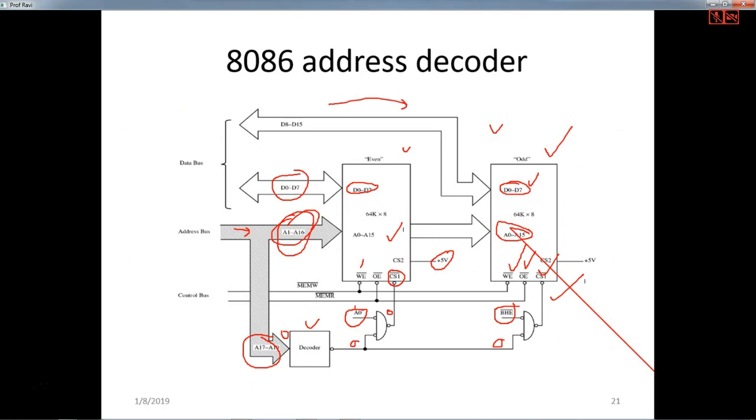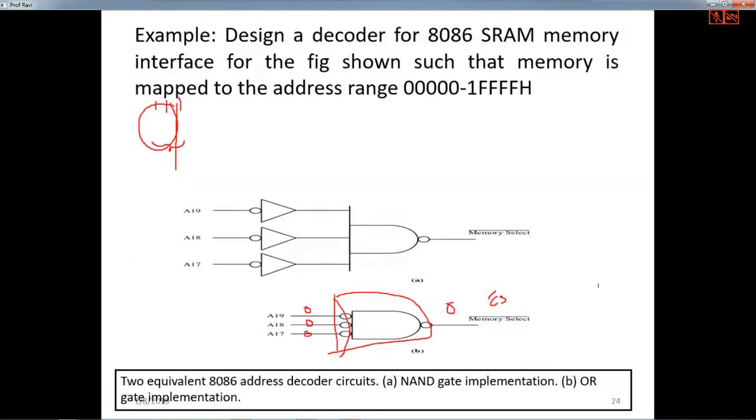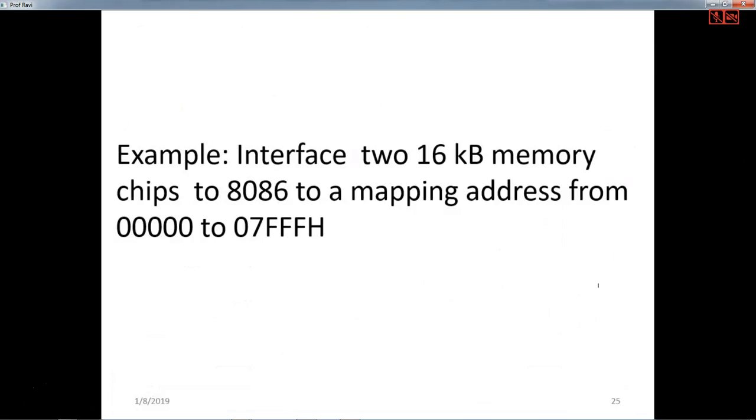Let us continue our discussion on how to interface the memory mapping in these cases. Now this is an example: interface 2 16 kilobyte memory chips to 8086 with a mapping address from 00000H to 7FFFFH. Here the problem is very clear. Your RAM could be of 32 kilobytes, 16 KB and 16 KB, which is what you interface to 8086. When you are doing this interfacing to 8086, you should be very clear: this is your microprocessor, here is where you are going to connect your memory, and the memory address should be this.